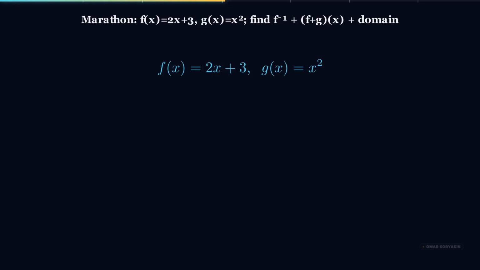Here is the second marathon problem. Given f of x equals 2x plus 3 and g of x equals x squared, find the inverse of f, compute the arithmetic combination f plus g, and identify the resulting domain. The problem combines inverse functions and arithmetic combinations.